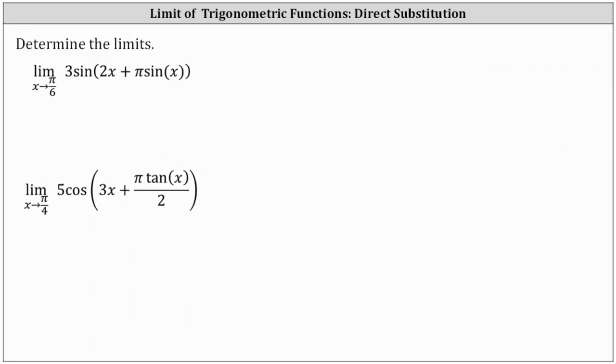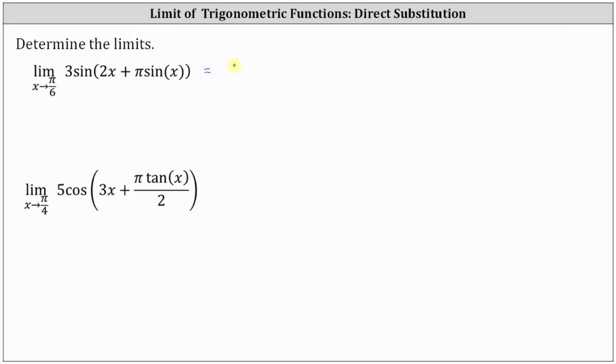We want to determine the limits. First, we have the limit of 3 sine of the quantity 2x plus pi sine x as x approaches pi over 6. Since the sine function and the linear function are continuous over all real numbers, we can determine the limit by performing direct substitution.